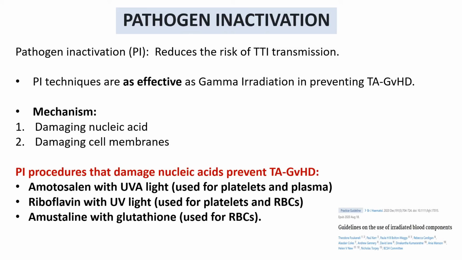Another method is pathogen inactivation, which is used to reduce the risk of TTI transmission. These techniques are as effective as gamma irradiation in preventing transfusion-associated GVHD. The mechanism involves the damaging of nucleic acids and of the cell membranes. Especially the procedures that damage the nucleic acids can prevent GVHD, such as amotosalen with UVA light used for platelets and plasma, riboflavin with UV light used for platelets and RBCs, and amustaline with glutathione used for RBCs.